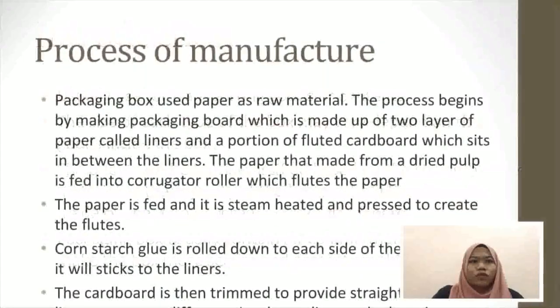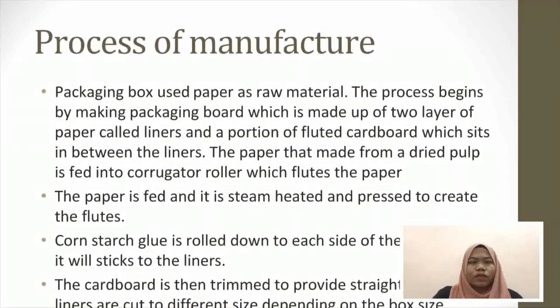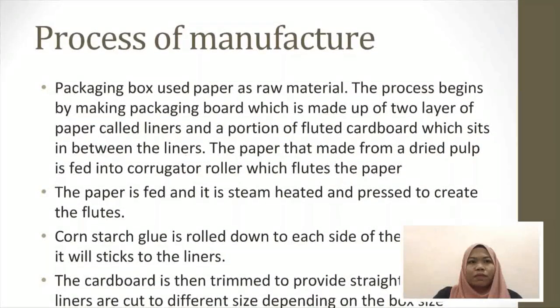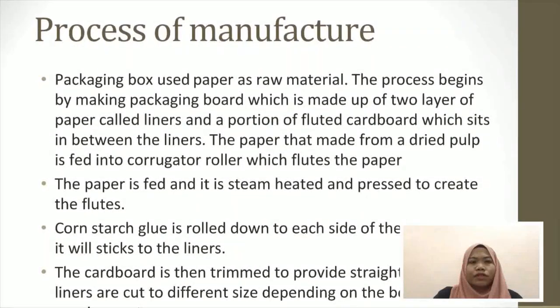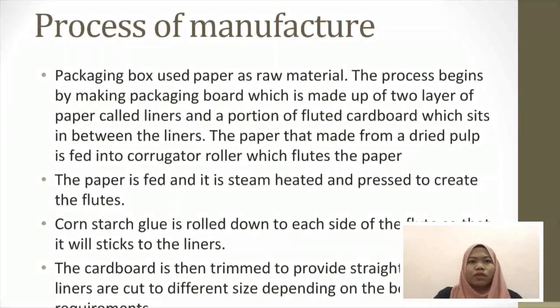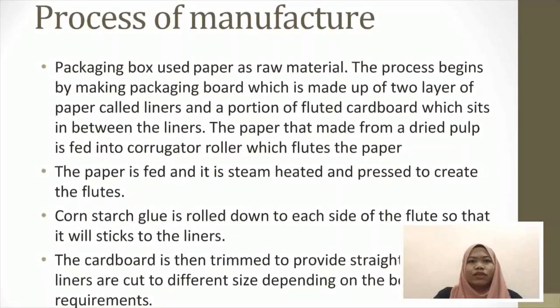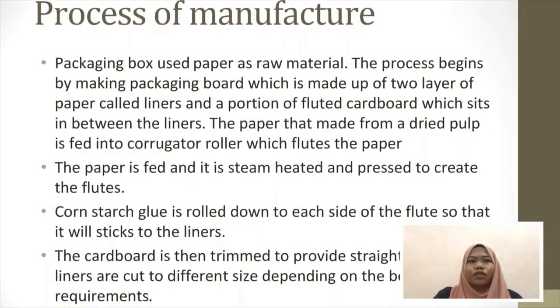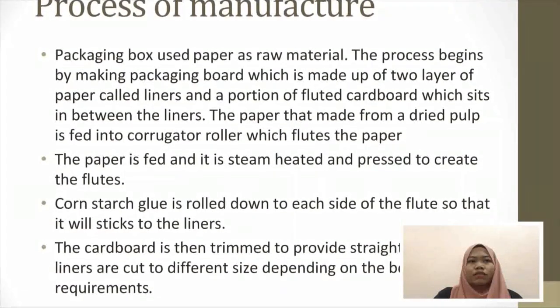Next, we move to the process of manufacture. The packaging box uses paper as raw material. The process begins by making the packaging board, which is made of 2 layers of paper called liners and a portion of fiberboard which sits in between the liners. The quality of the box being produced depends on the level of fluting required. Increasing fluting leads to higher use of material, thus increasing its strength and making it a high quality packaging board.